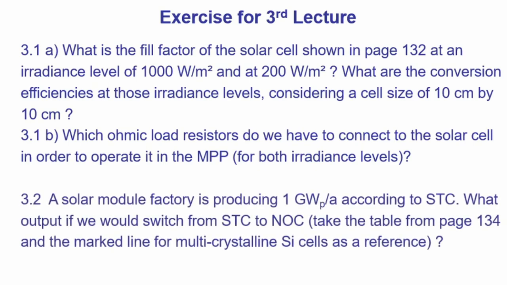The next question is, if you have a solar module factory that is proudly producing 1 gigawatt peak per year, where the index p means peak, related to standard test conditions, and the A means per year, so quite a big production facility with 1 gigawatt of output per year. If you take a more realistic value, as we learned, the NOCT is more realistic, we want to know what the output would be then.